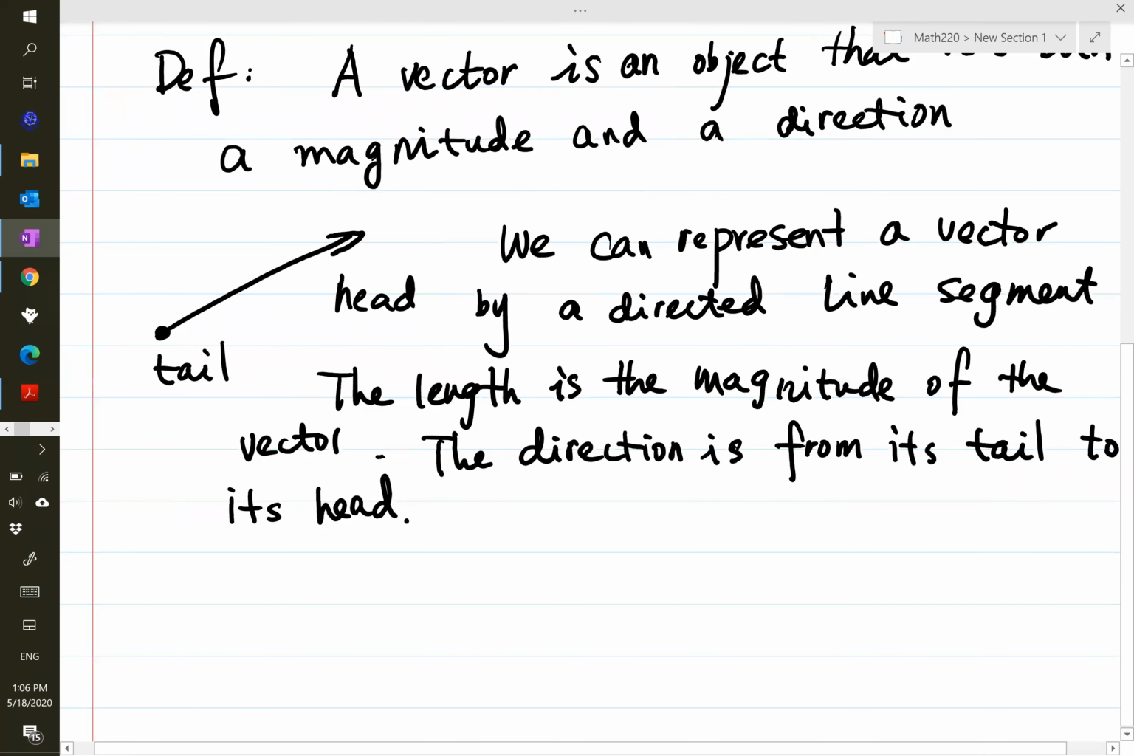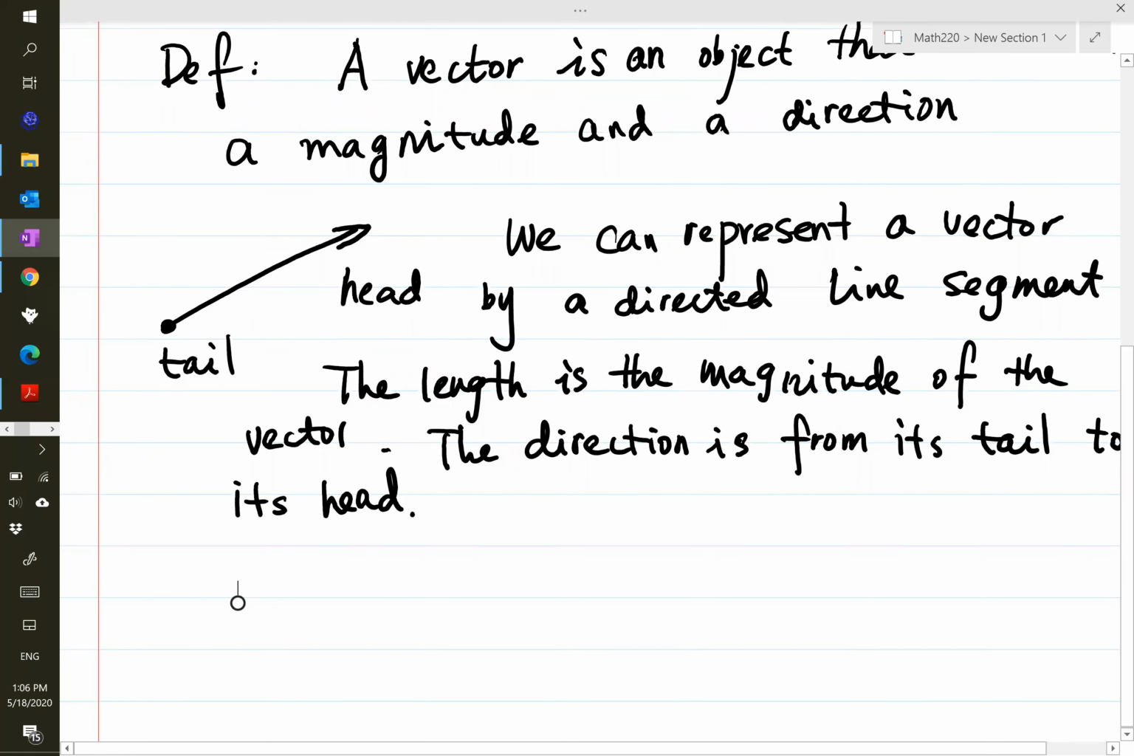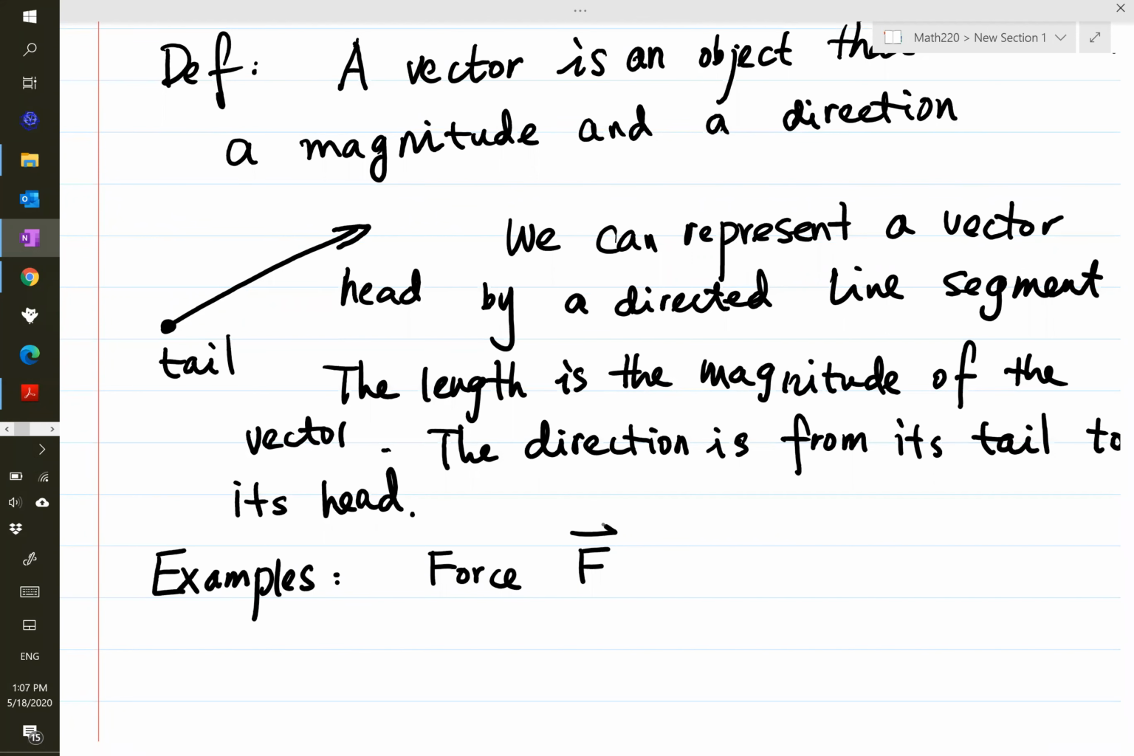Examples. If you study physics, you will have many examples. For instance, force. To give a force, you need to tell how big the force is, and also you need to tell the direction of the force.